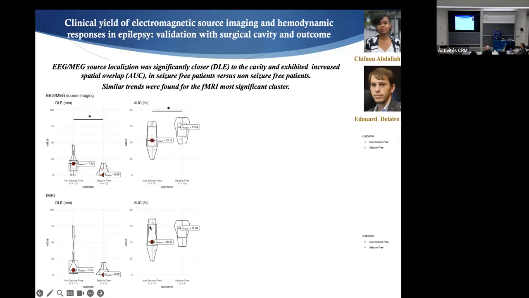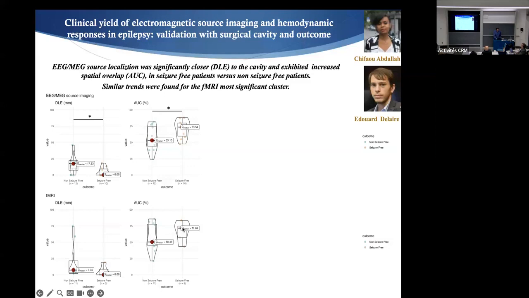Then we looked at spatial overlap. And for non-seizure-free, our area under the ROC curve was at the chance level, at 0.5. So the spatial overlap between our cavity and our MEG localization was really at the chance level. But you have to remember that those patients are not cured. So probably this cavity was not, so we cannot say more. What was really good is that we significantly increased this spatial overlap for seizure-free patients, with the median AUC at 0.73. So that was quite good.